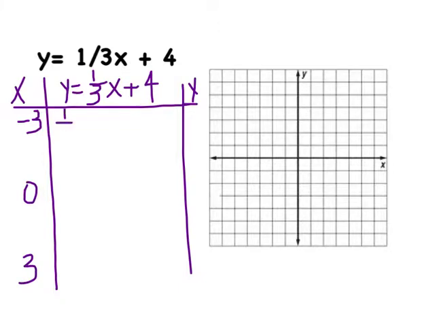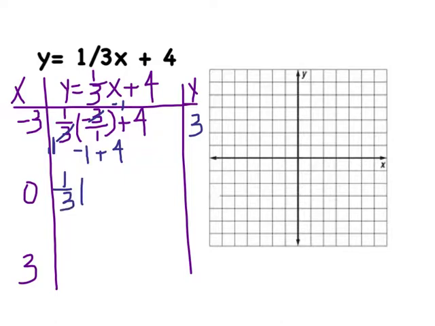So I have 1/3 times -3 over 1 plus 4. This is going to cross cancel. That becomes a 1. That becomes a -1. -1 times 1 is -1. Then -1 plus 4 gives me 3.